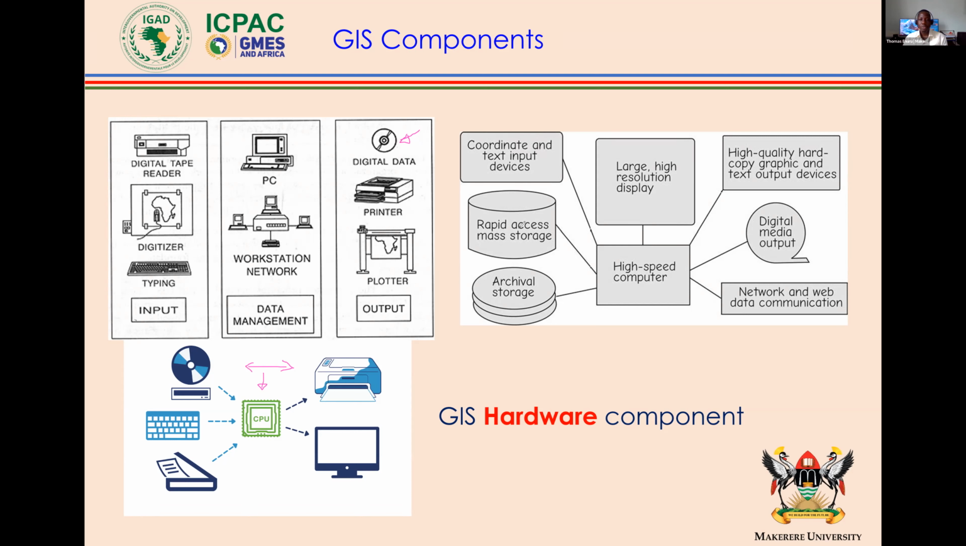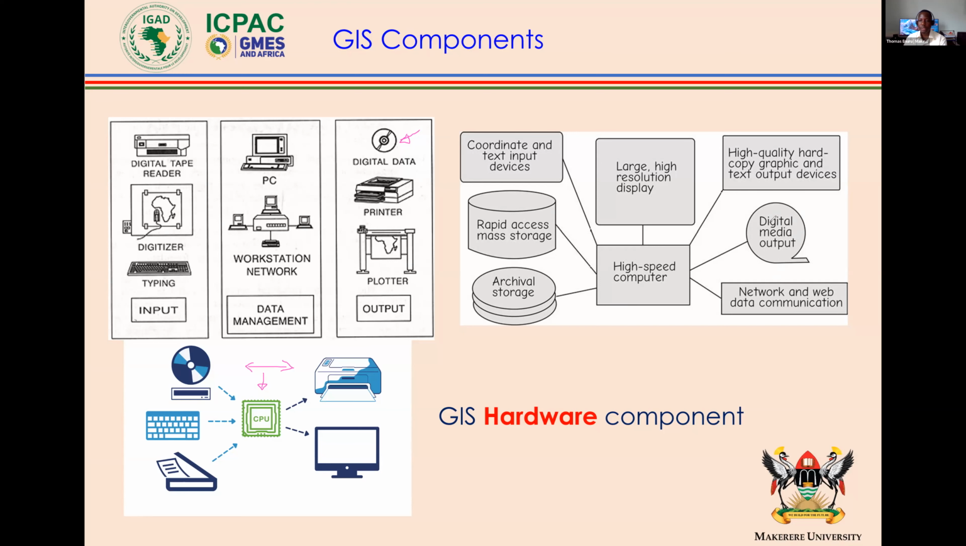Now, also the storage process, or what you use for storing the data and manipulating it, should have rapid access, and the storage must be a mass storage. Archival storage is also very important. When we generate our data, we need to archive it so that we can access it even years after. Of course, the networks have already been talked about.